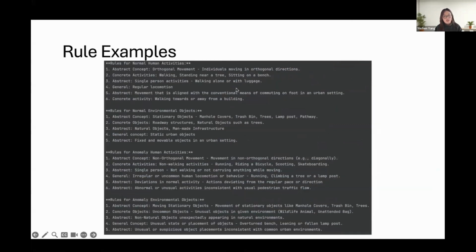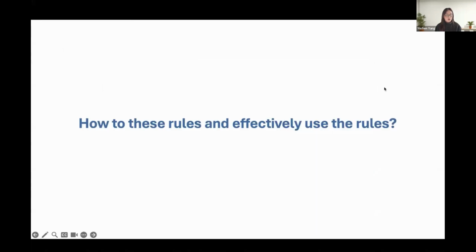And this is another set of rules. The content is quite similar, but the format is different, since the rules generated by the induction stage are based on GPT-4. So the answer will be different, for different queries. So how do we get these rules and effectively use them?